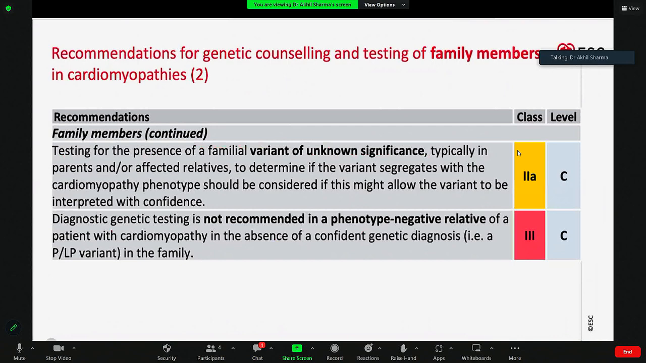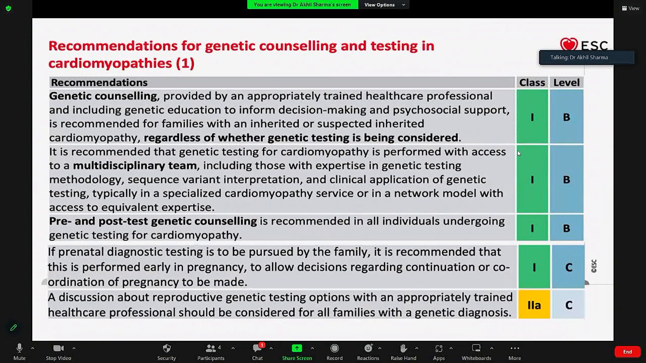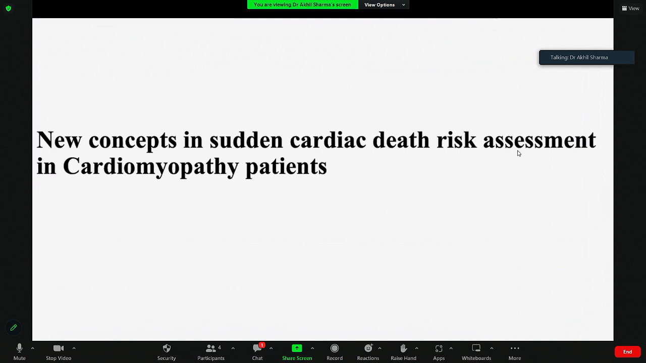So again, I will come to genetic counseling. It is recommended for all patients as well as their relatives, and a multidisciplinary team should be included to give the counseling in these patients.